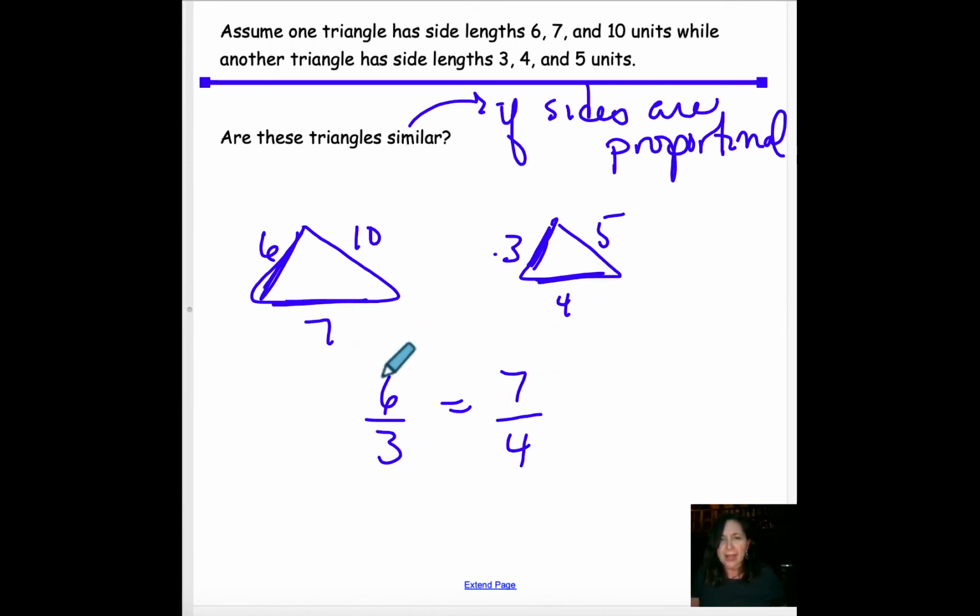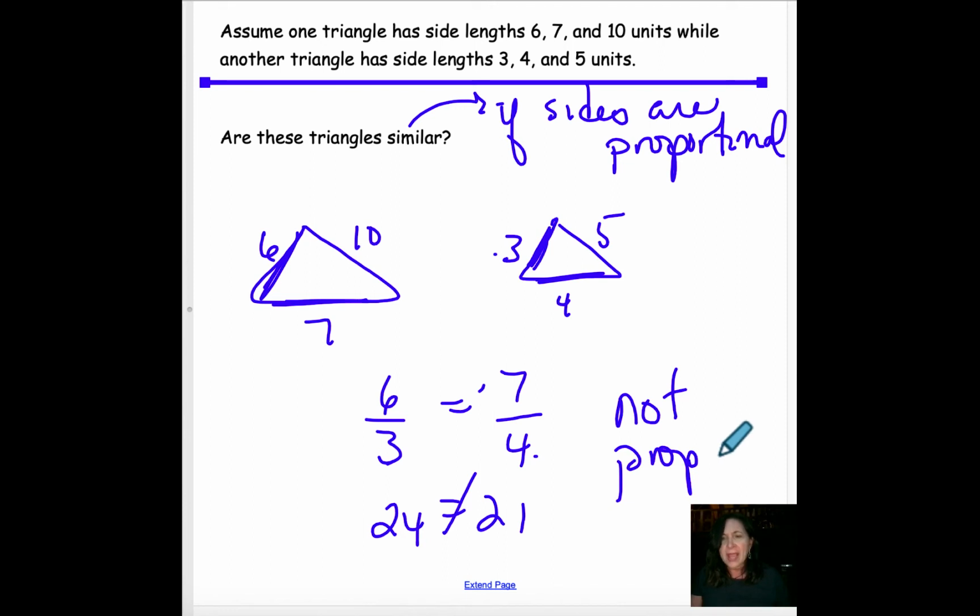Cross multiply, I get 6 times 4, which is 24. 3 times 7 is 21. Right off the bat, these do not equal. So if they are not equal, therefore they are not proportional. And if they're not proportional, that means that the angles are not congruent and they are not similar. So therefore, these are not similar.